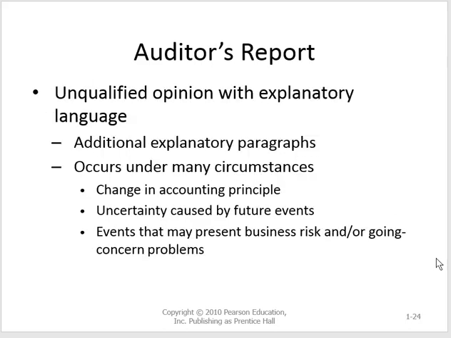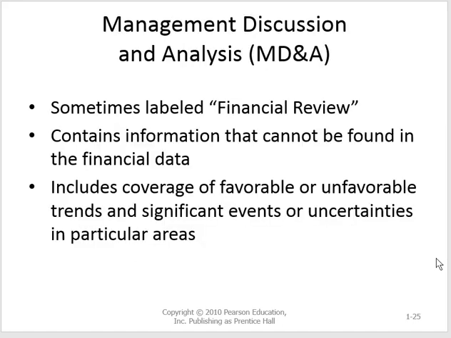We could get what's referred to as an unqualified opinion with some explanatory language. Again, they would just add some more paragraphs to the report that just show, look, there were some changes in accounting principles. There's some uncertainty about future events maybe. There are certain events that may have arisen that provide some business risk or some going concern issues, right? So it's just a variation, if you will, of one of the four primary auditor reports.